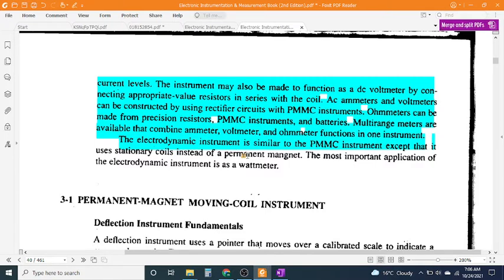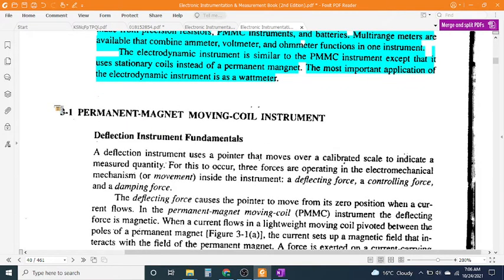The electrodynamic instrument is similar to the PMMC instrument except that it uses stationary coils instead of a permanent magnet. The most important application of the electrodynamic instrument is as a wattmeter. 3-1. Permanent magnet moving coil instrument.